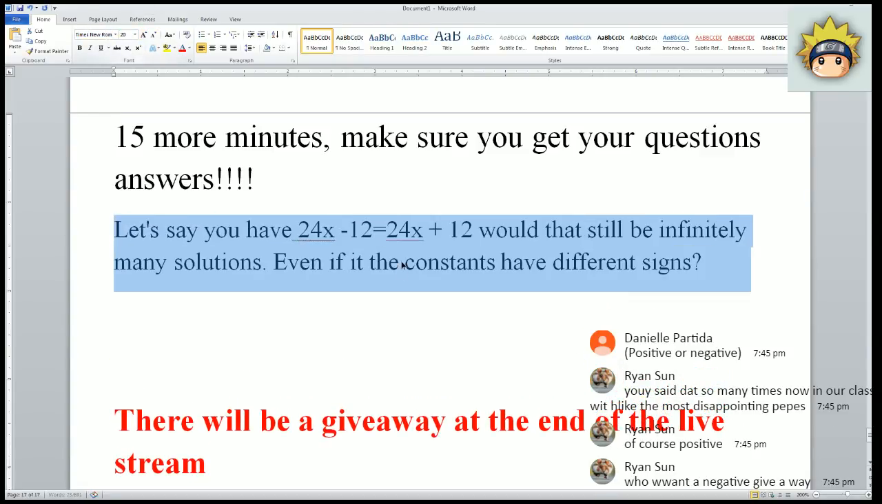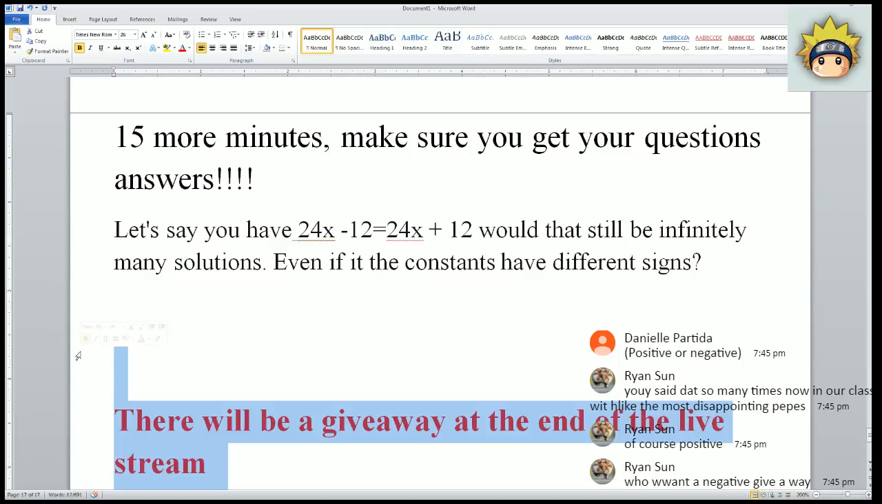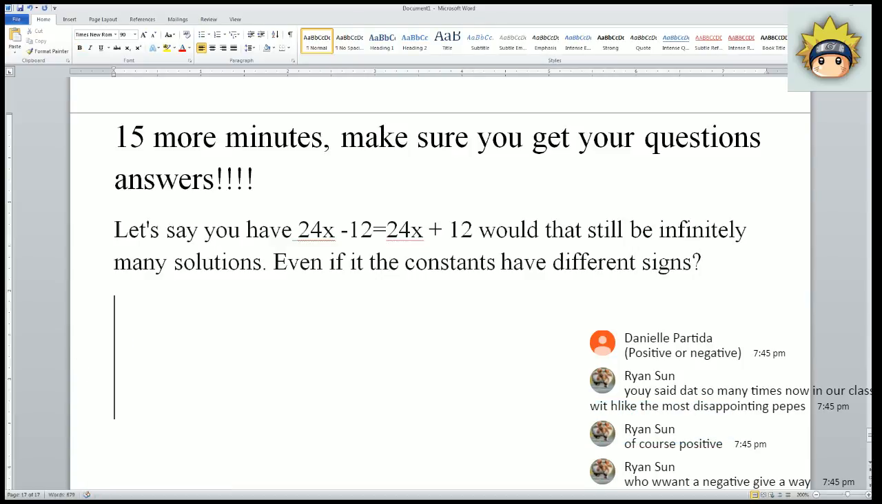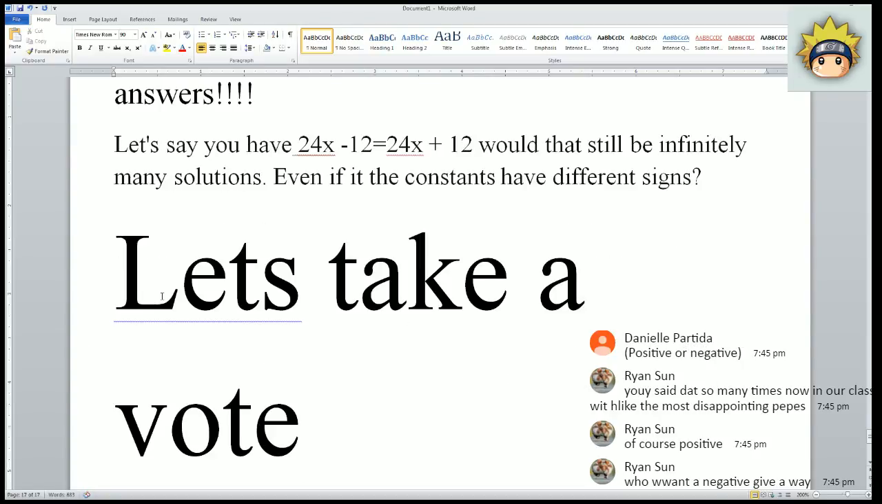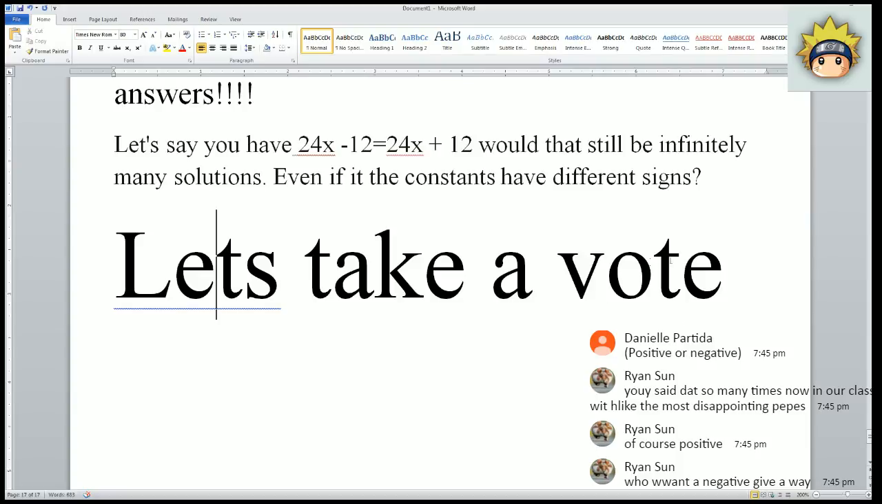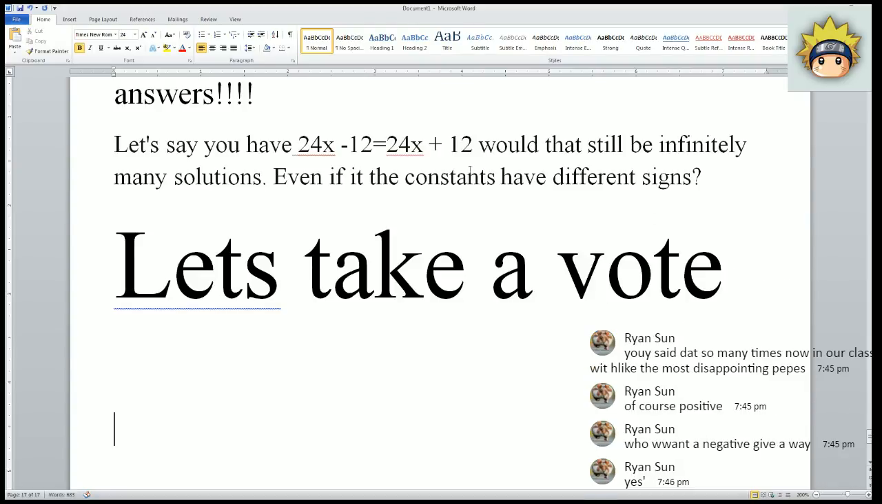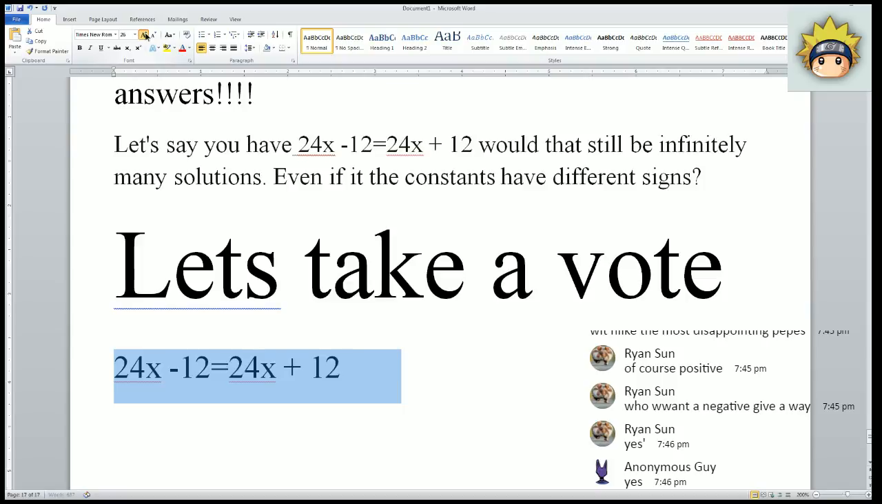Let's say you have 2x. Would that be infinite? Alright, class, let's take a vote. Is this infinite? Or is this no solution?